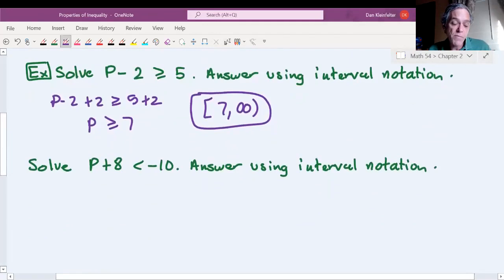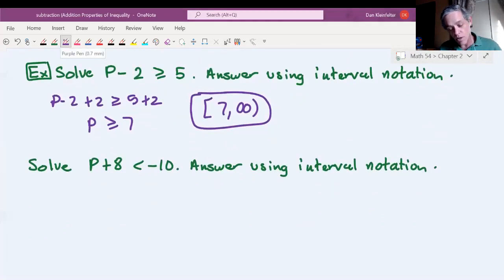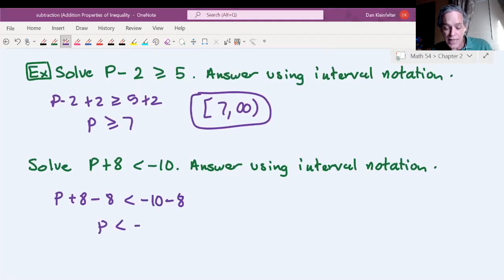Okay, next we have p plus 8 is less than negative 10. And so in order to get the p alone, we should subtract 8 from both sides. So let's do that. p plus 8 minus 8 is just p. Negative 10 minus 8 is negative 18. So we have p is less than negative 18. So that's negative infinity up to negative 18.